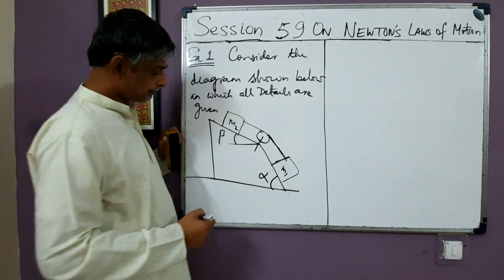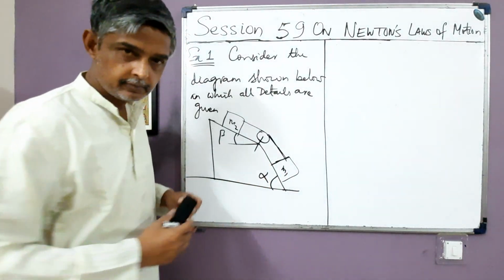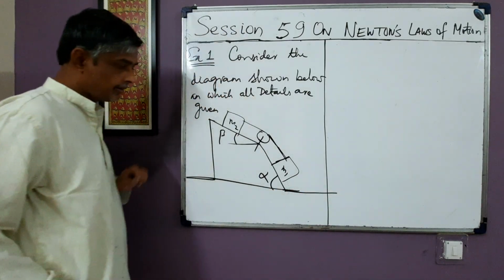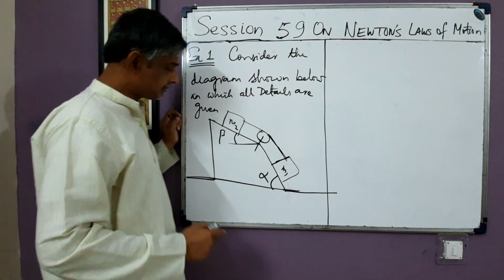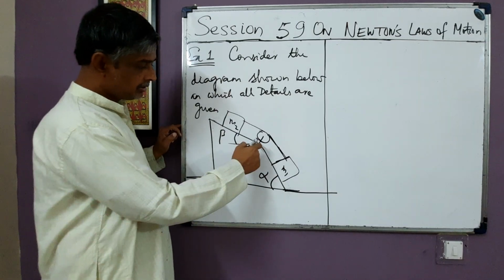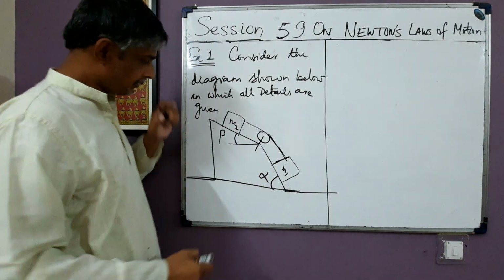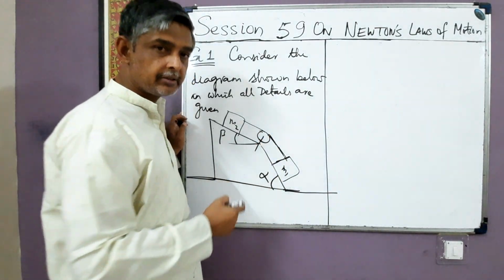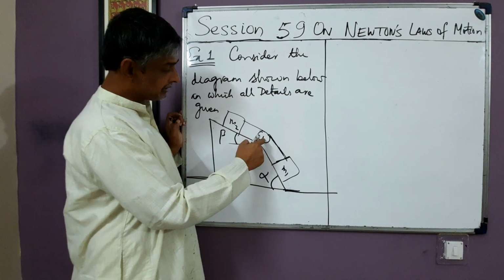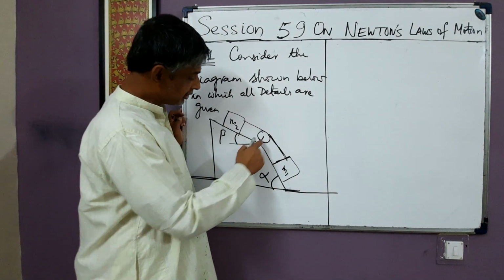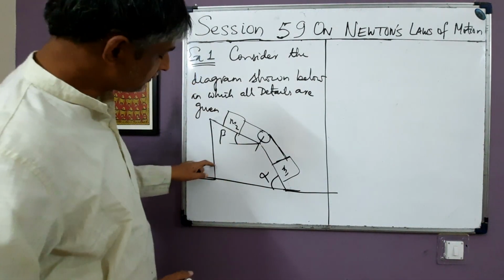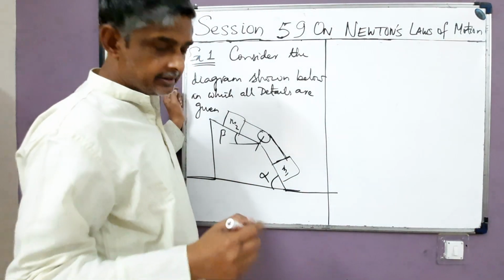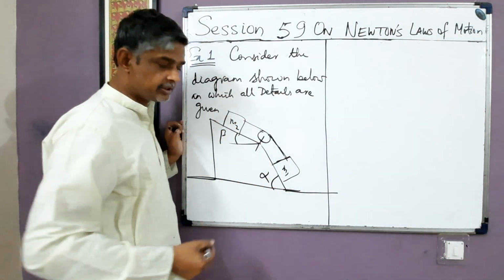There is no friction anywhere. This is a smooth horizontal surface. This is the smooth inclined face of the wedge. This is also a smooth inclined face of the wedge. Two blocks of masses M1 and M2 are joined to each other by a massless inextensible string. There is no friction between the string and the pulley in contact. This pulley is rigidly fixed to the wedge. The wedge is free to move over this horizontal surface. No friction anywhere, I have already said.